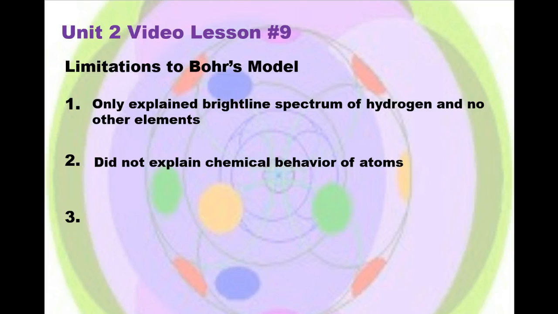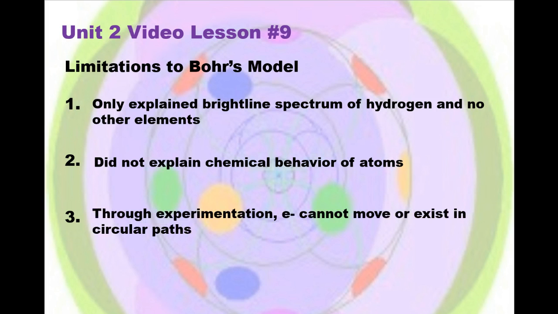The second is that we still didn't have an explanation for the chemical behavior of atoms. And lastly, through experimentation, physicists determined that electrons cannot move or exist in circular paths. If they did, eventually they would lose speed and fall into the nucleus of the atom, and that doesn't happen. So they just can't exist in those circular paths like Bohr had determined or suggested.